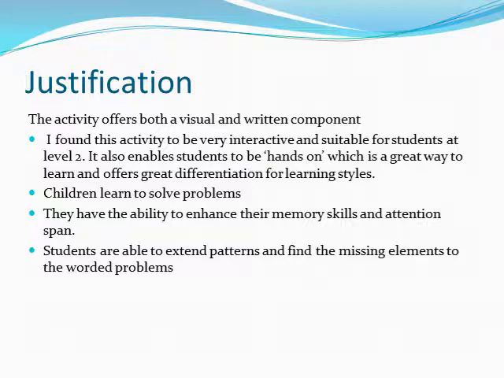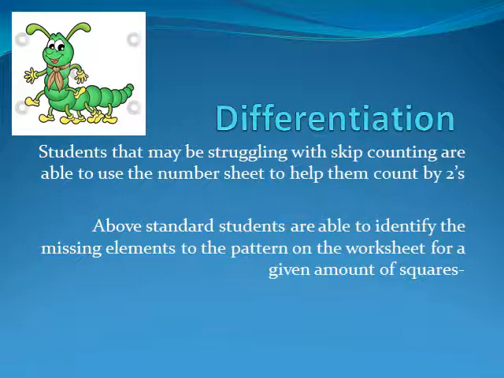The activity encourages students to continue a pattern from what they can see visually through skip counting, and students are also able to extend patterns and find the missing elements to the worded problems as well as the missing elements in the pattern. The differentiation of this activity allows students that may be struggling with skip counting to use a number sheet to help them count by 2s, and above standard students are able to identify the missing elements to the pattern on the worksheet for a given amount of squares.